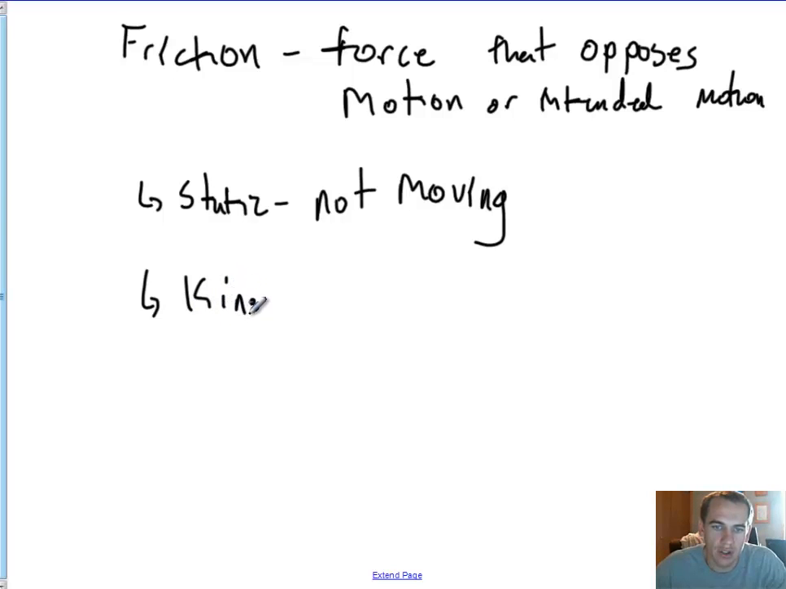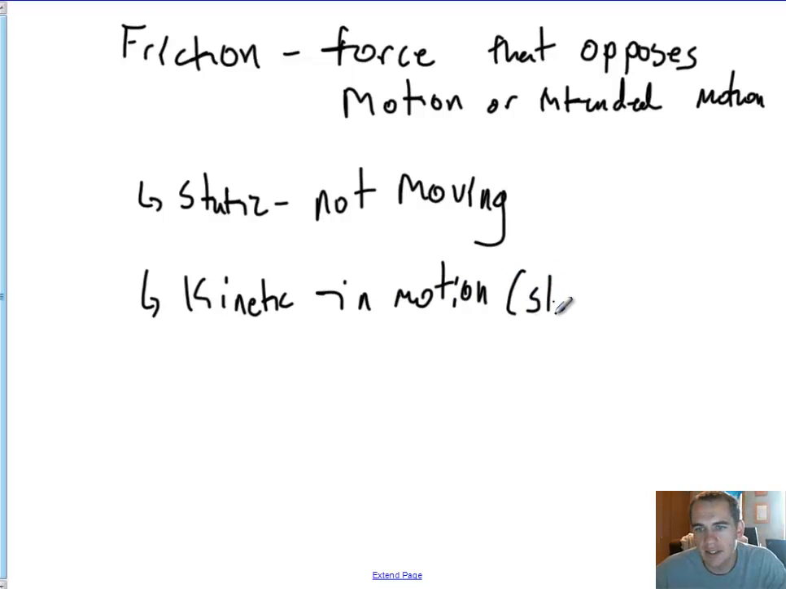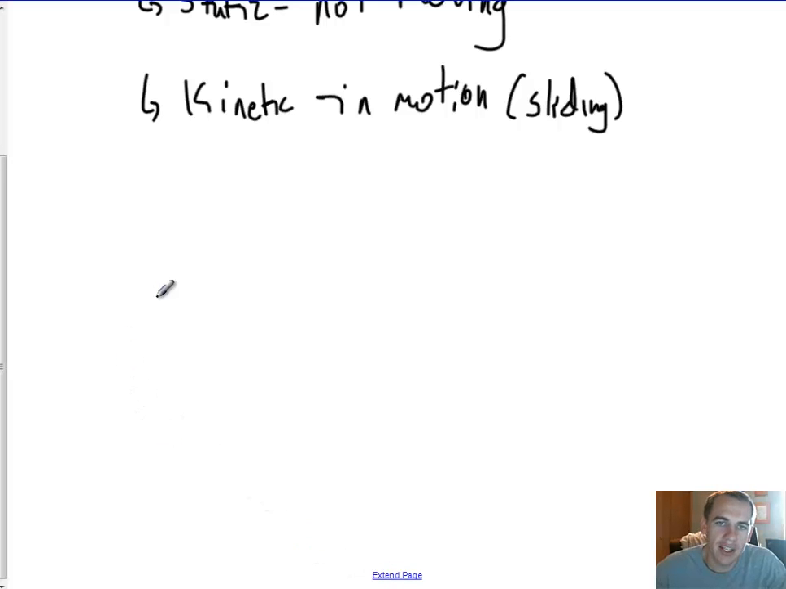If you're trying to start the box moving across the floor and it's not moving, then it's static friction. So kinetic is in motion, and really it's sliding, because if you have a tire rolling across the ground, it's technically static friction since the two surfaces are not sliding past each other. Not going to get too much into that, but you do need to know the difference. Kinetic friction acts when the object is sliding, static friction acts when it's not moving.